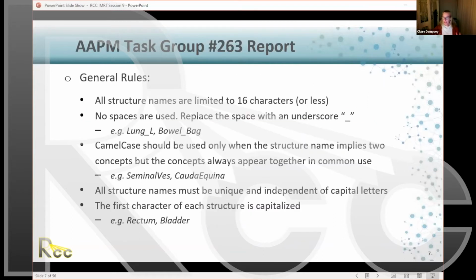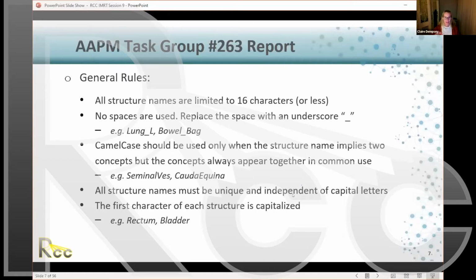The general rules that are given in the TG263 report: because different planning systems have different limits to how many characters you can have for your structure names, they've made a guideline that all structure names are limited to 16 characters or less, because some planning systems only allow 16 characters. So to make it uniform globally around the world, let's just keep it to the minimum. And again, because of some different planning systems, spaces aren't to be used in your structure names. So instead you replace the space with an underscore. So just examples there of lung and bowel bag, and just using the underscore instead of having a space.